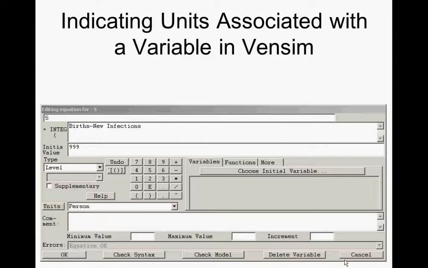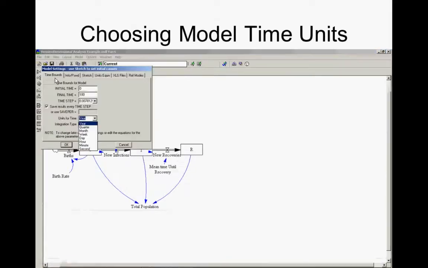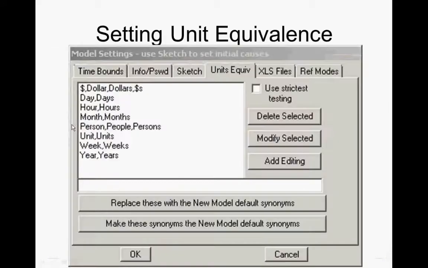So how do you associate units with a variable? Well, what you do is you indicate units down here. You just say person. See that? Say person here. Now you can go up to model settings, and you can choose the units for time here. And then you can set unit equivalents if you want. Hours, same as hours, years, weeks, etc.